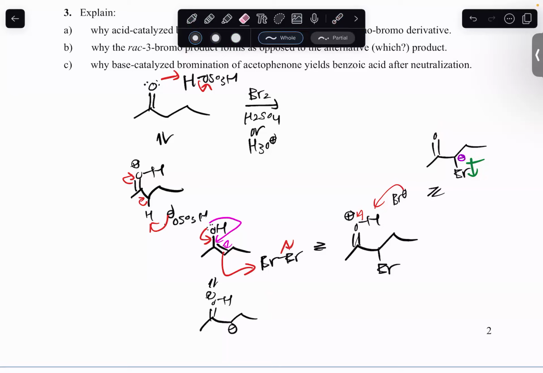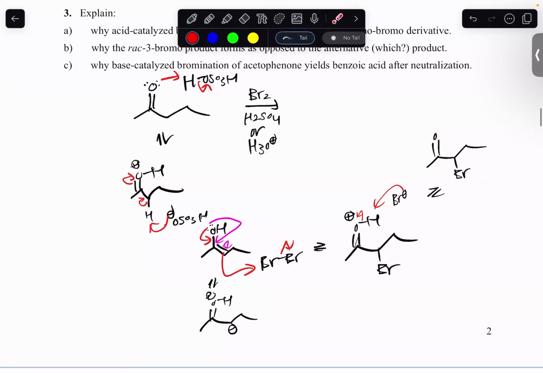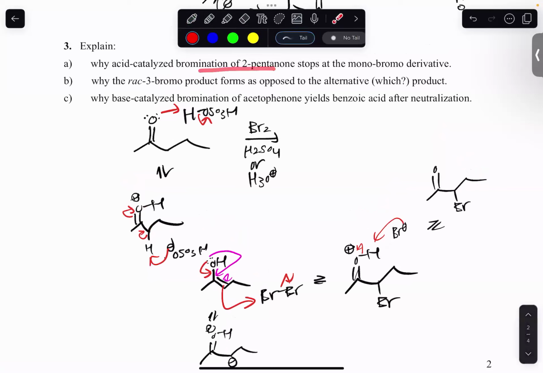It will be weak, being pulled towards the bromine instead of trying to attack something else. So that's the reason why in acid catalyzed bromination, it stops at the mono bromo derivative. We don't get a poly bromo product where we add multiple bromines, because of what you just said: the electrons are stabilized, and they won't be able to attack.